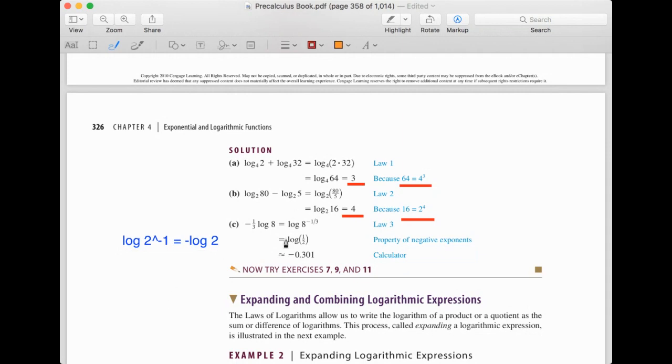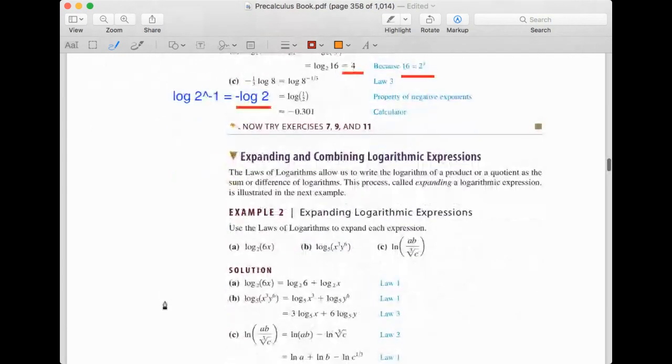So log of 1/2, this 1/2 can be written as 2 raised to negative 1, and the negative 1 as exponent we can put up front of the log. So this is the preferred answer for calculus. If you use a calculator, that gives you an estimation, negative 0.301. But usually we like to keep the value in the exact form. So that would be negative log 2, and the base is 10.